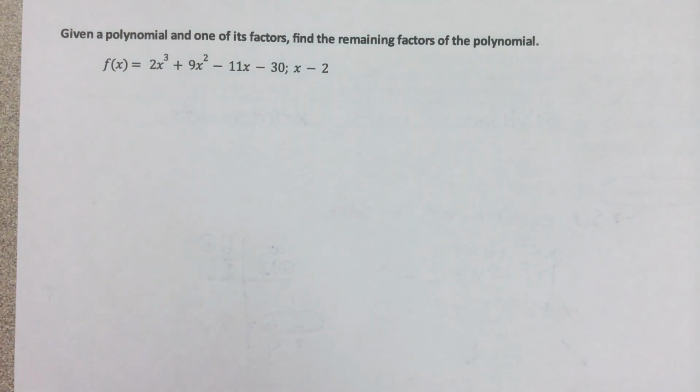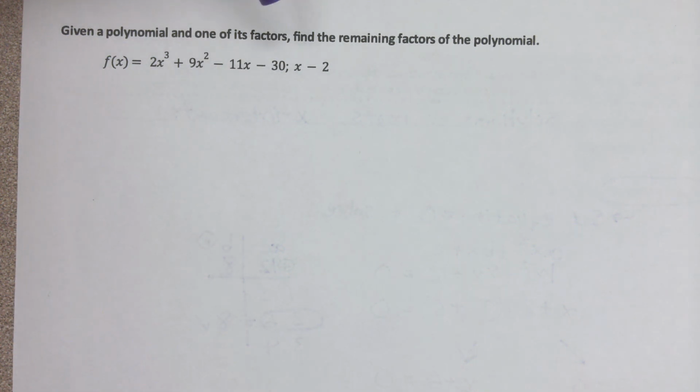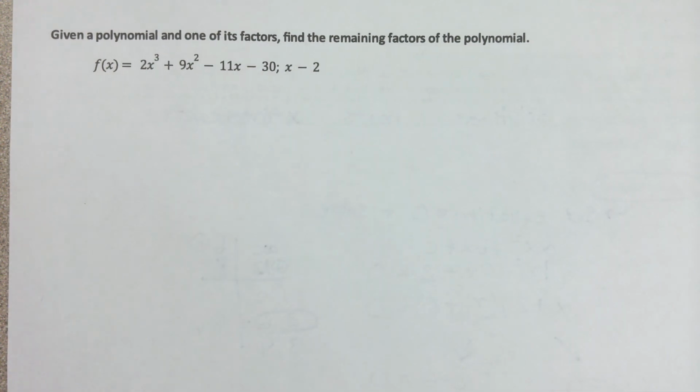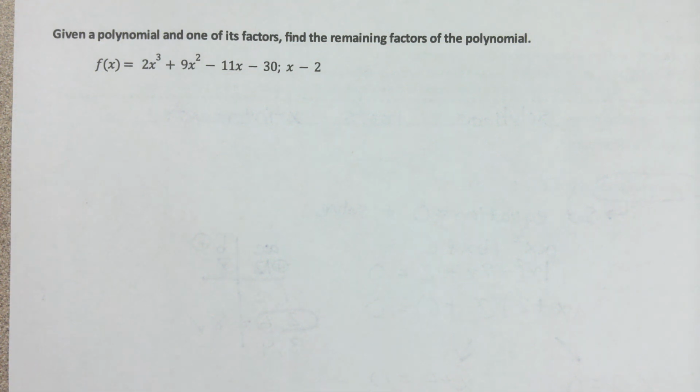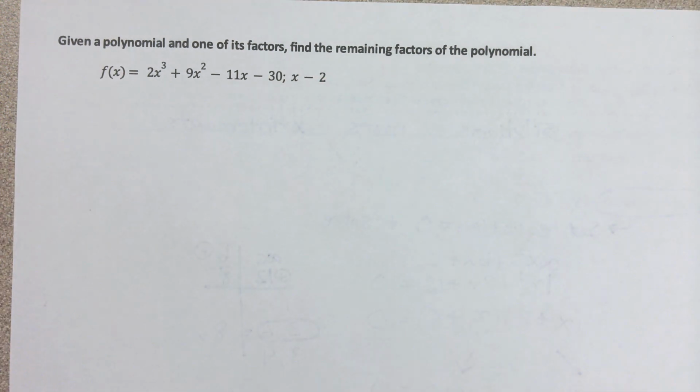And the wording's a tad different, but this problem is exactly the same as the previous problem. Given a polynomial and one of its factors, so they're telling you again, this is a factor, x minus 2 is a factor. Find the remaining factors of the polynomial. Same type of problem, just worded a tad differently. First thing I'm going to do is rewrite the problem as division.